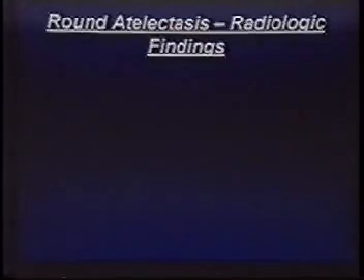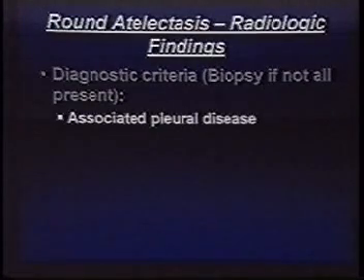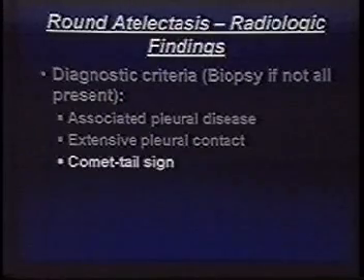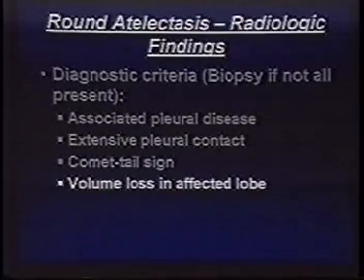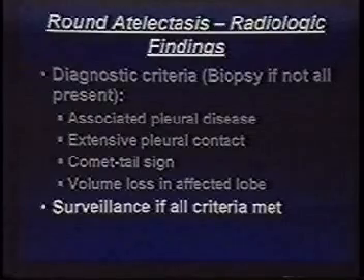Radiologic findings of round atelectasis must meet strict diagnostic criteria, and a biopsy is usually warranted if not all are met. And these include an associated pleural disease, extensive pleural contact, swirling of bronchovascular structures into the mass, as in the comet tail sign, or volume loss of the affected lobe. If all of these criteria are met, surveillance will be an appropriate management option, and if not, a biopsy is usually warranted.